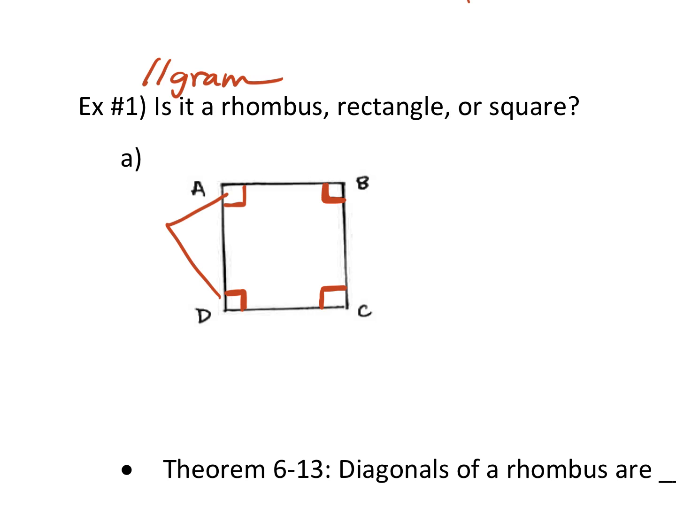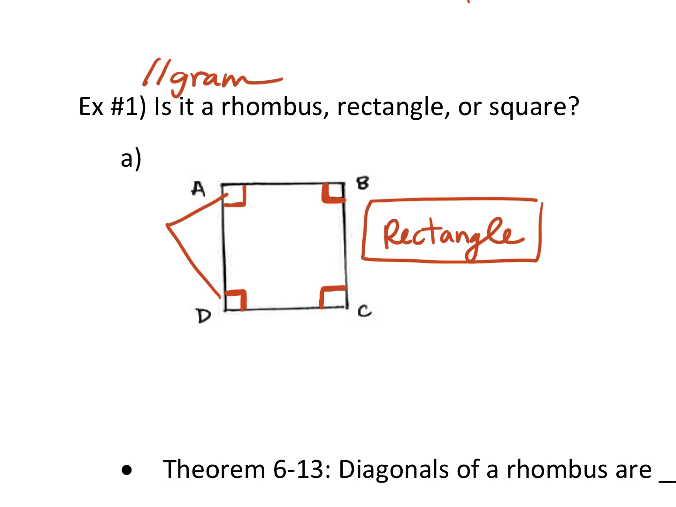Do we know anything about side length? Did they tell us any length? No. So it looks like maybe it's a square, but we can't say it is because we don't know that the sides are congruent. Maybe one is 2 and one is 2.1. Those are not the same length. So the most specific name you can give this is a rectangle because we know it has four right angles. We don't know if it has four congruent sides or not. Does that make sense? So make no assumptions. We do not assume.